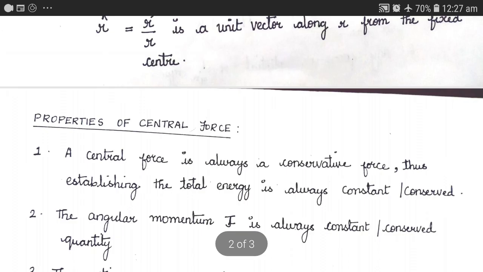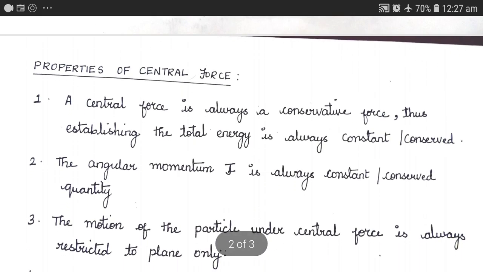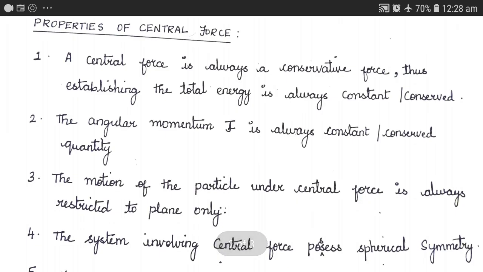Next, let us quickly discuss what the properties of central force are. A central force is always a conservative force, which means the net energy of the system is constant, which establishes that the total energy for a system involving central force is conserved. The angular momentum J is also always a constant, or we can call it a conserved quantity, for systems involving central force.